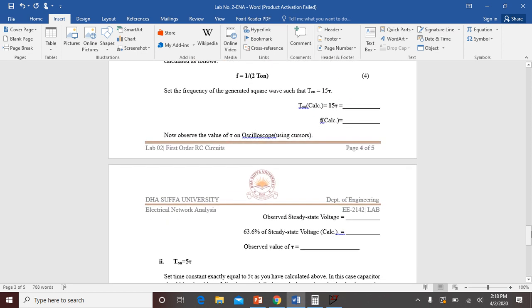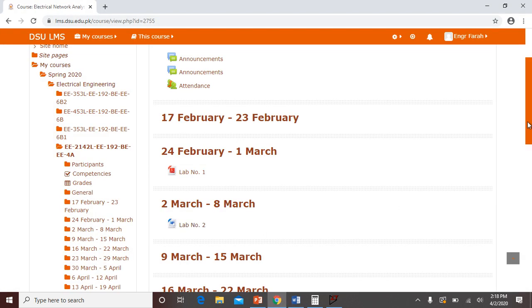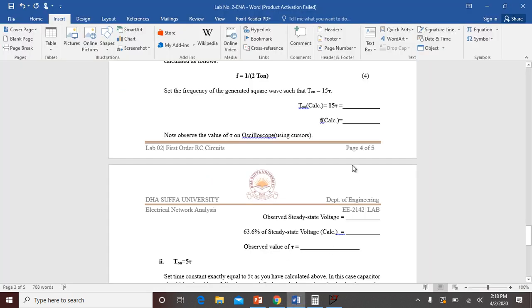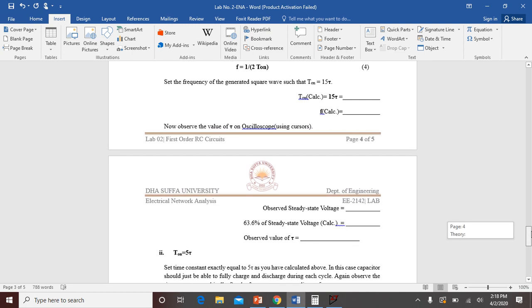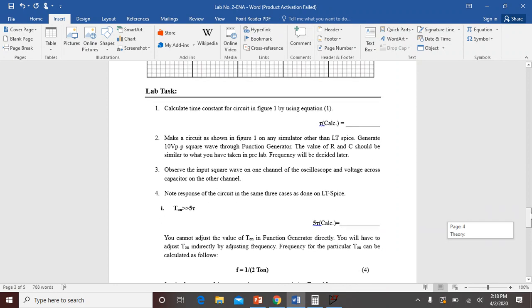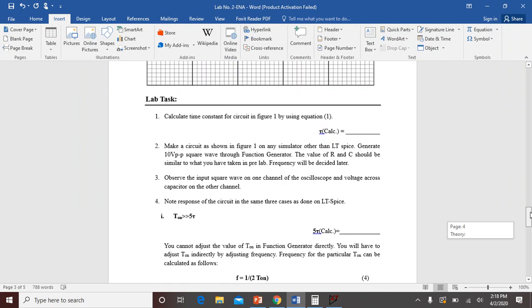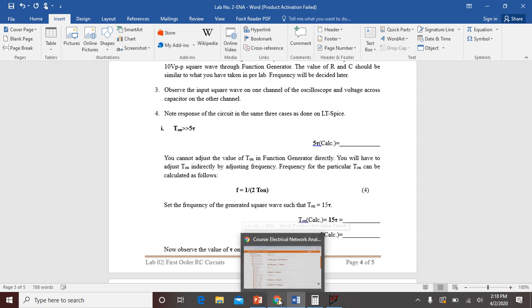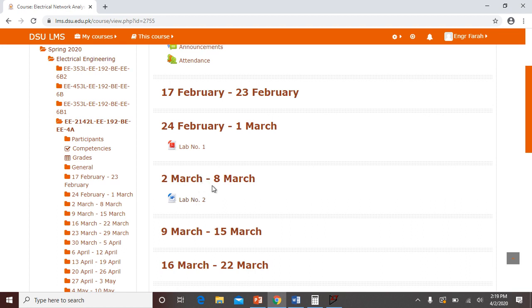Now coming towards the LMS part. On the LMS, I'm going to add an option, a folder, which is the submission of lab number 2. In this submission, you have to complete this lab manual, like I was completing while doing the pre-lab. Similarly, you have to do the pre-lab as well as the lab task with the values of resistor and capacitor as your roll numbers. And then after completing this lab manual, you have to upload it on LMS. I'm going to add an option, and will guide you.